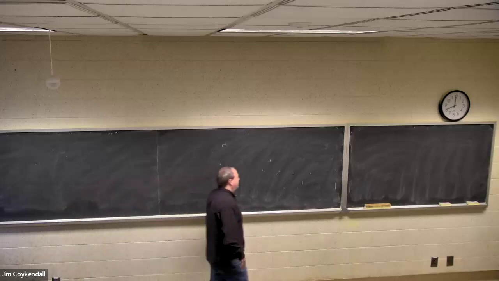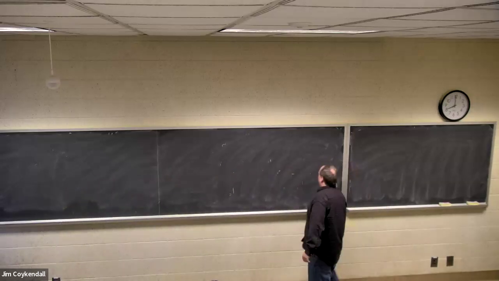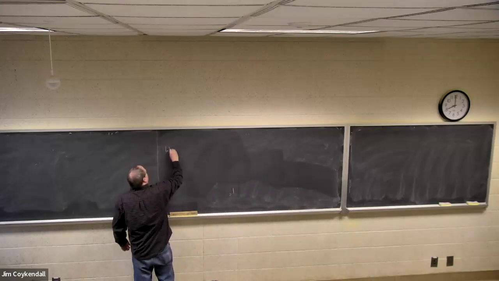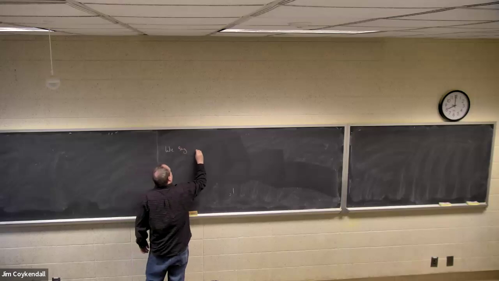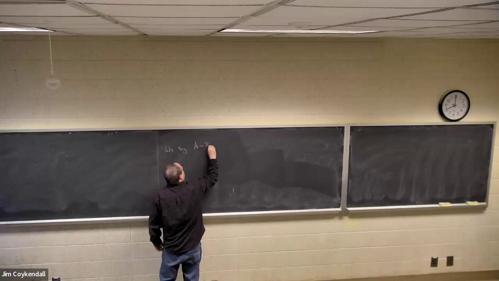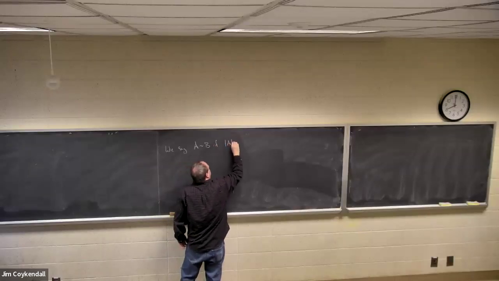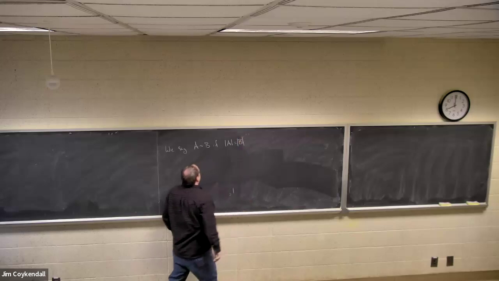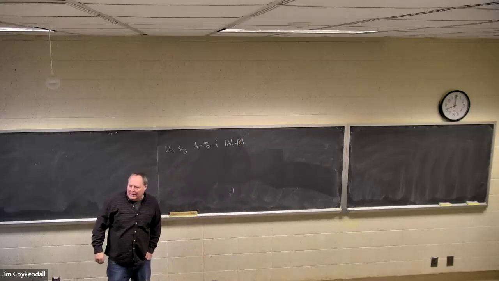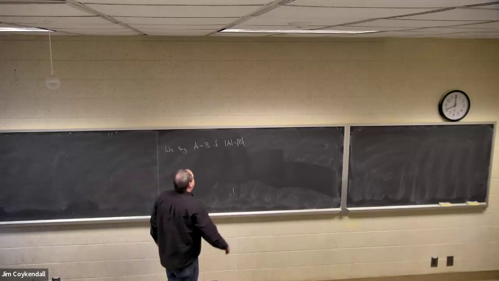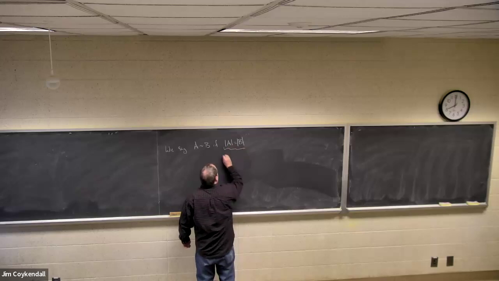The last time, I gave the following definition. I said A and B are related if they have the same size. And my definition here was there exists a bijection.